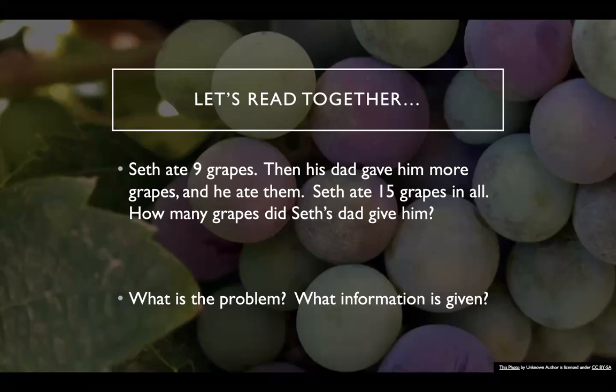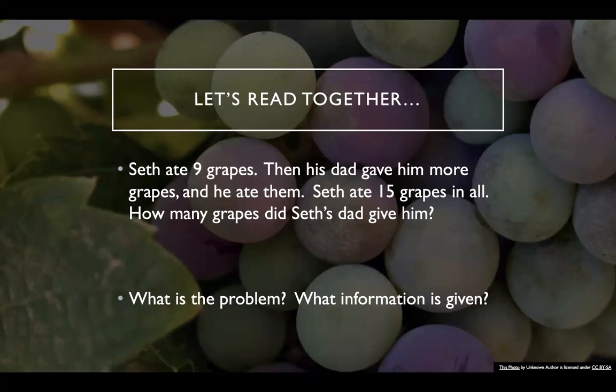All right, moving from Dan and his stickers to Seth and some grapes. Let's read together. Seth ate 9 grapes. Then his dad gave him more grapes and he ate them. Seth ate 15 grapes in all. How many grapes did Seth's dad give him? So we have to notice, what is the problem? How many grapes did Seth's dad give him? And what information is given? We know he ate 15 total, 15 in all. And he started with 9.